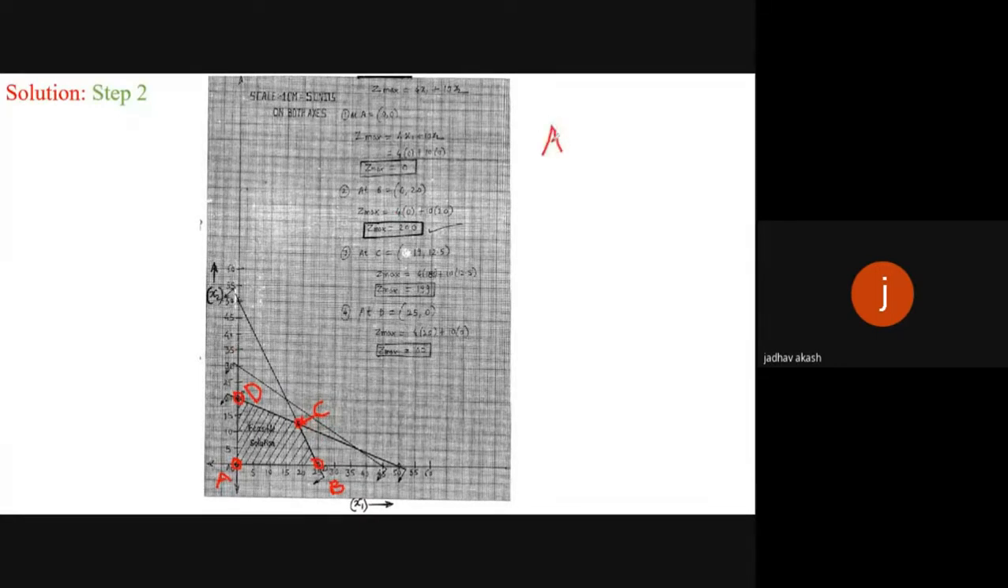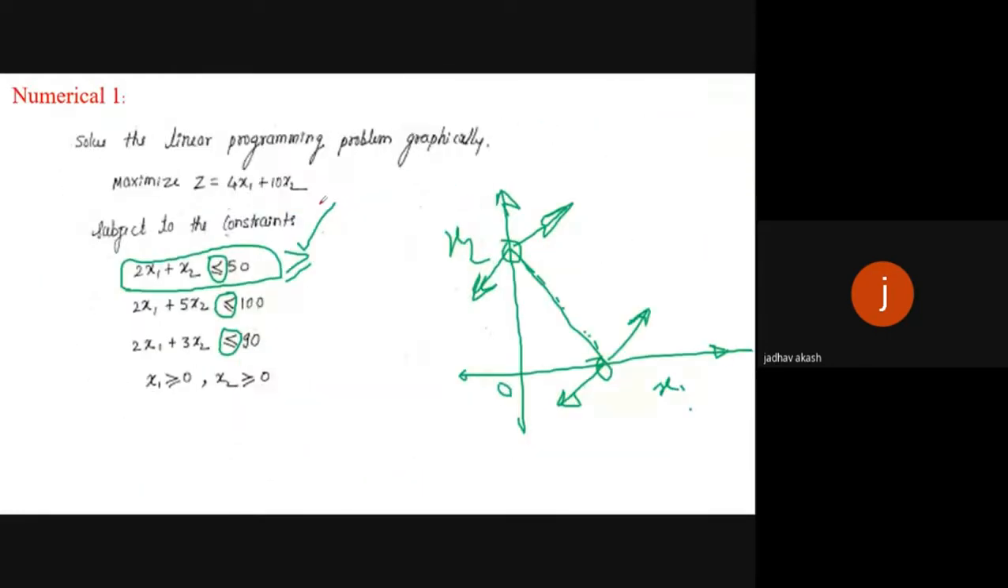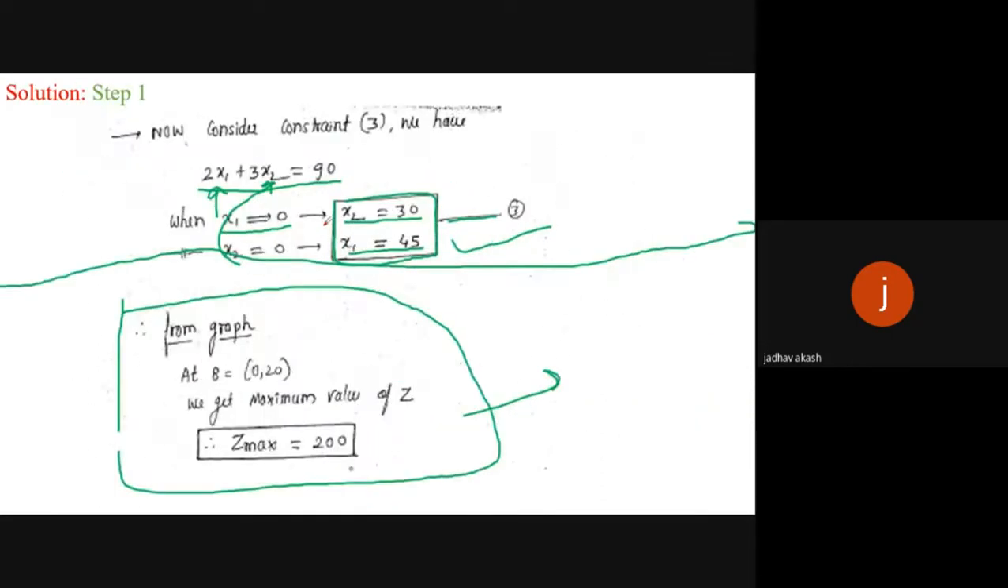What to do? Find out what are the coordinates for A. What are the values of x1 and x2 for point A? 0, 0, right? Simultaneously find out what will be z at A then. Now to find out z, check out the objective function. Now this objective function will come into play. Objective function is what? Z is equal to 4x1 plus 10x2.